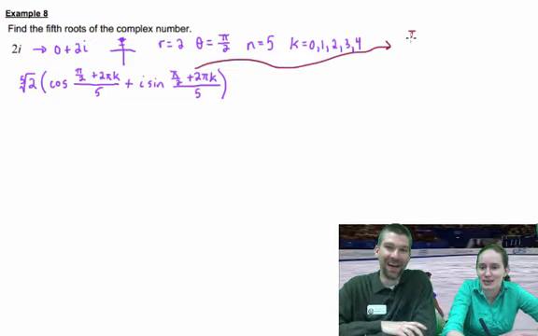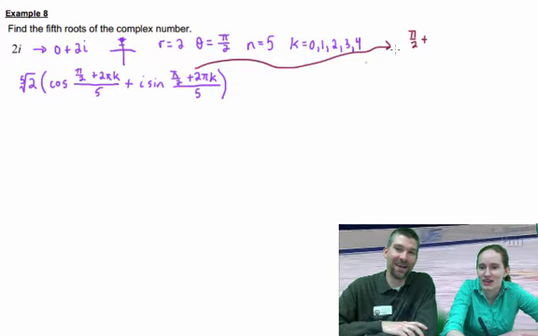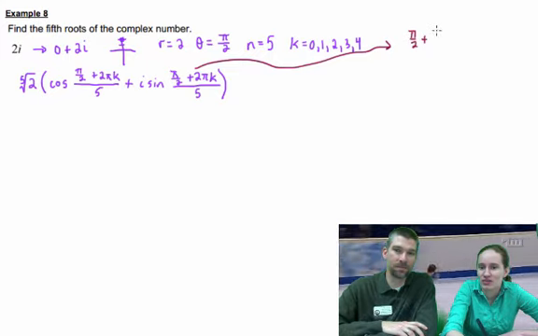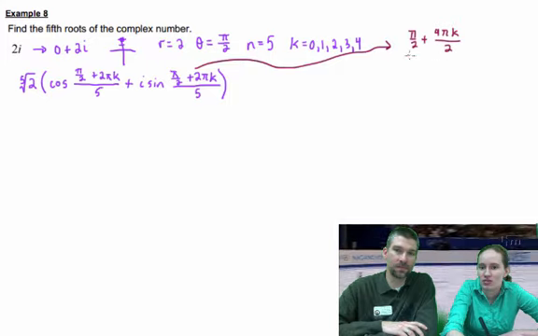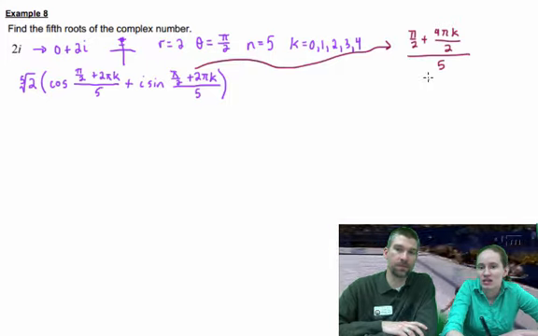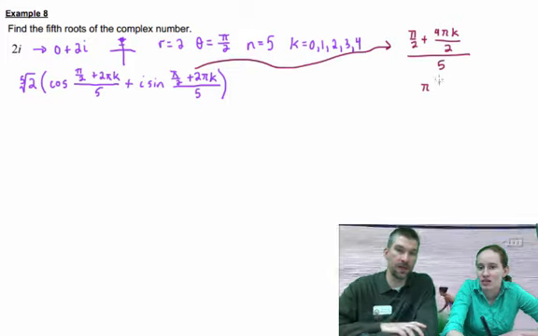So we need a common denominator, so we'll have to times by 2. So that's 4 pi k over 2 over 5. So look, the denominators on the top are the same.